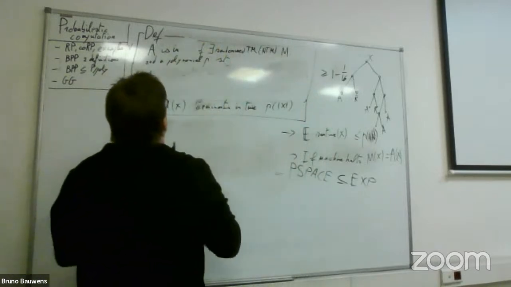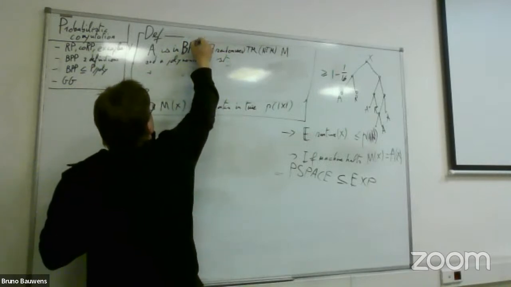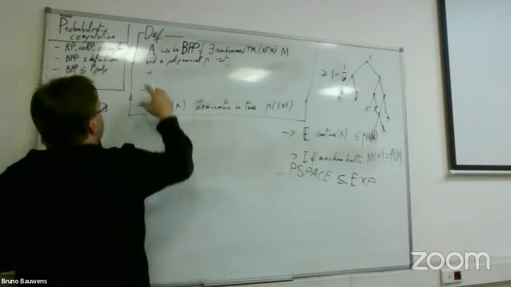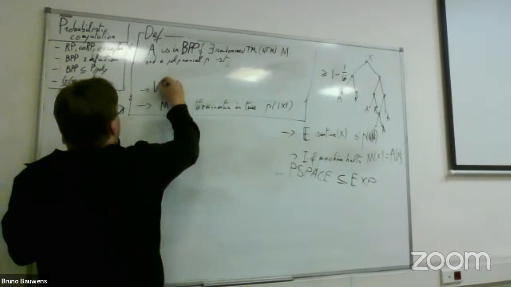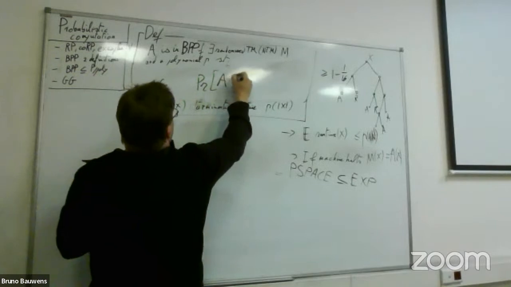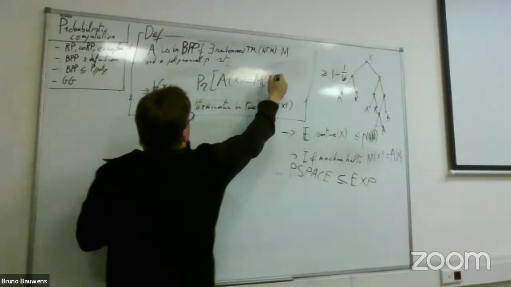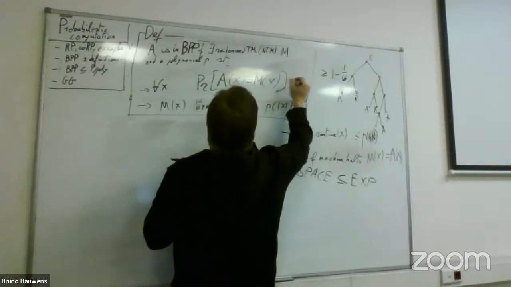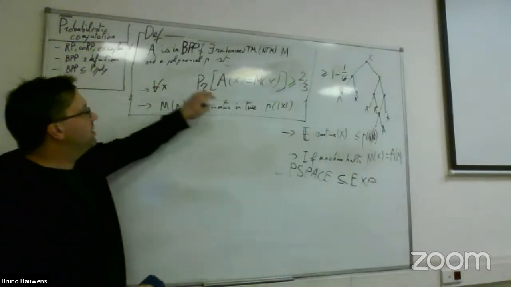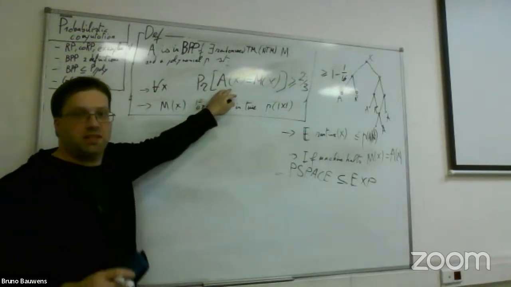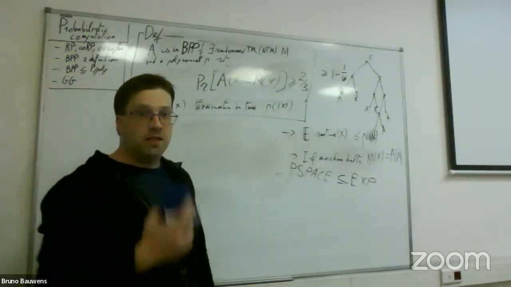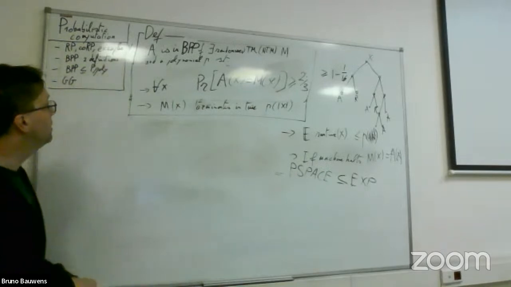A language A is in BPP if there exists a randomized Turing machine and a polynomial P such that for all X, the probability that A(X) equals the correct answer is bigger than 2/3. So both for X inside the language and outside the language, the machine should give the correct answer with high probability. So this is a definition of BPP.